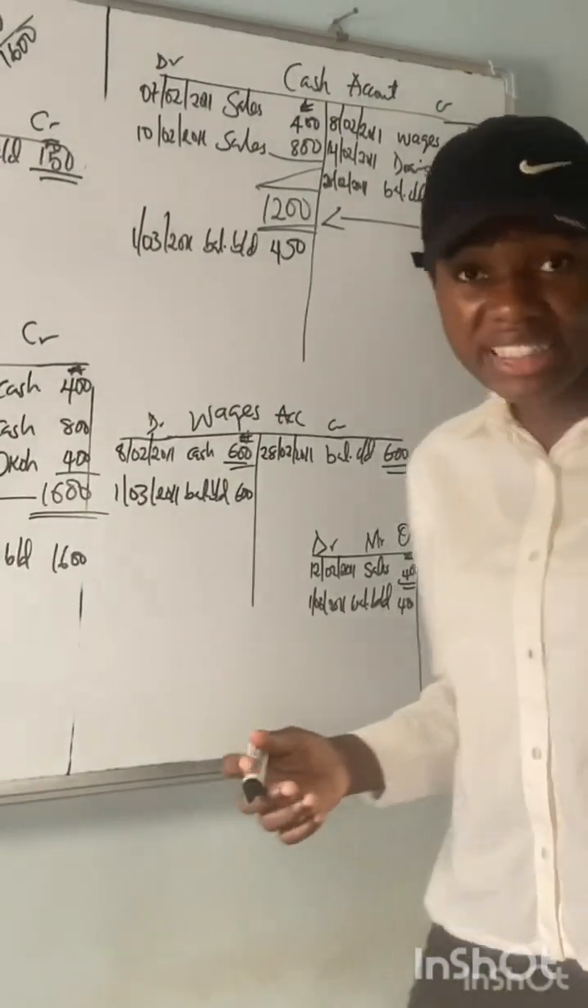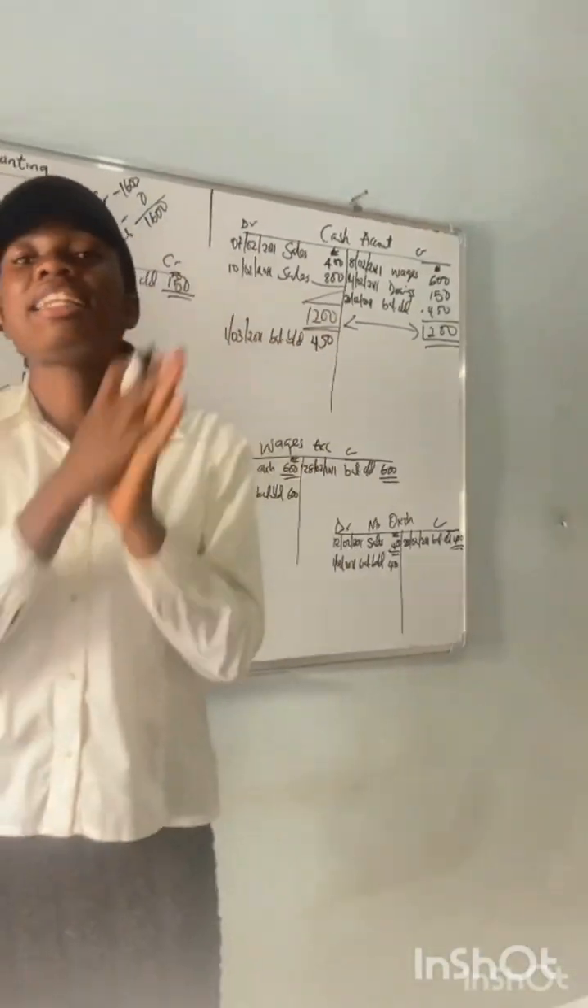The amount that was your balance is always for the carry down and the brought down. All right. Now, with this, we've come to the end of our ledger account.